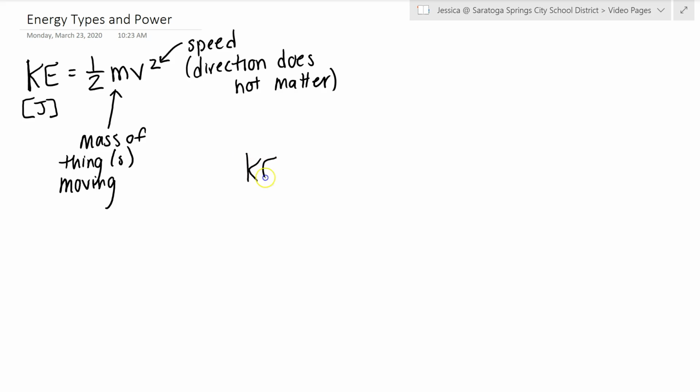A question might ask you to find the total kinetic energy of the system. And when you need to find a total kinetic energy of a system, you just add up all of the individual kinetic energies that might be within the system. So if you have two objects moving, you would just add up the kinetic energies of the two objects.